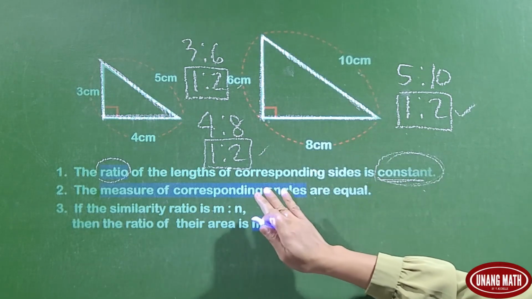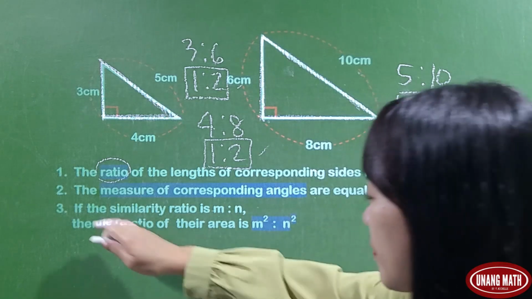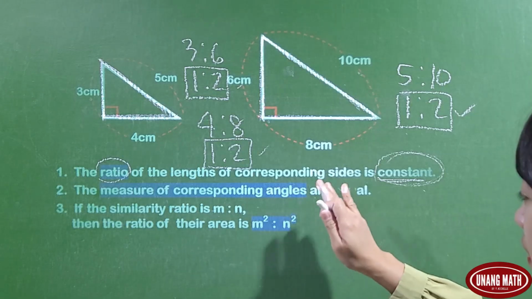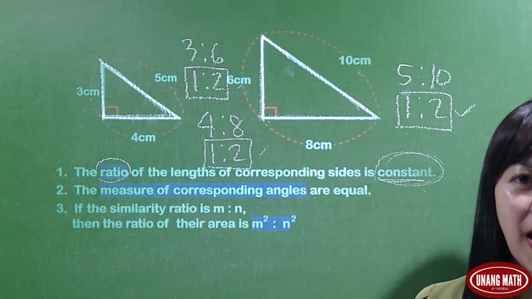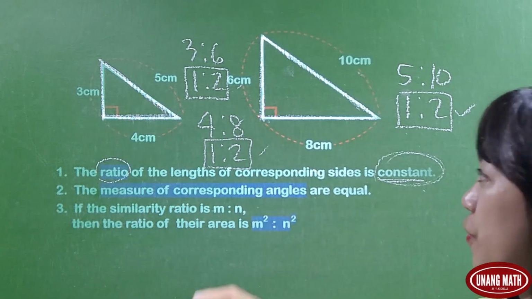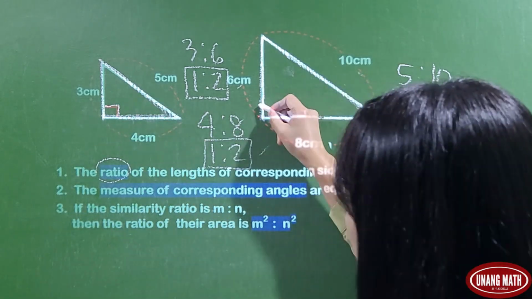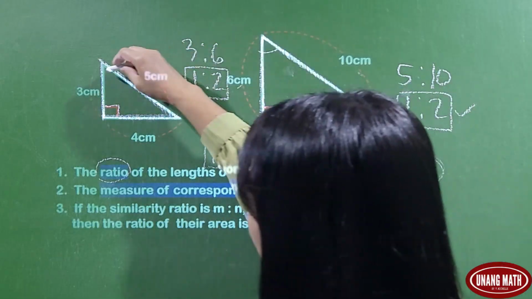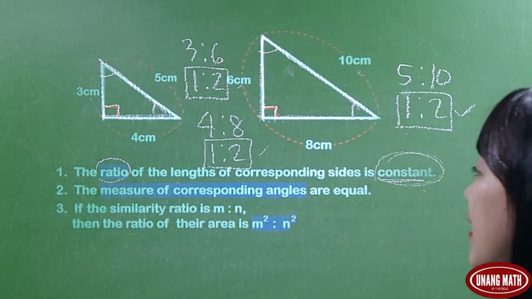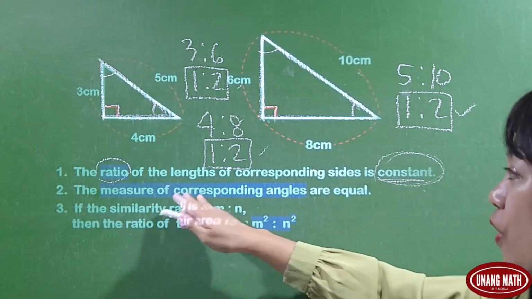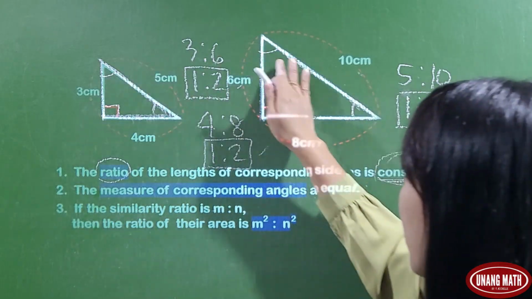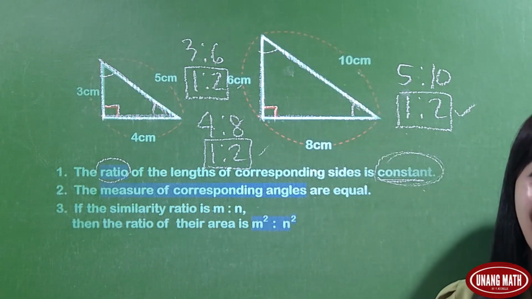Moving on to the second property. According to this one, the measures of corresponding angles are equal. In this figure, since these are similar figures, this angle corresponds to this angle. This angle corresponds to this angle. This angle corresponds to this angle. And the measures of these corresponding angles are equal.